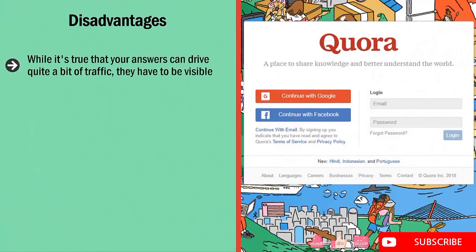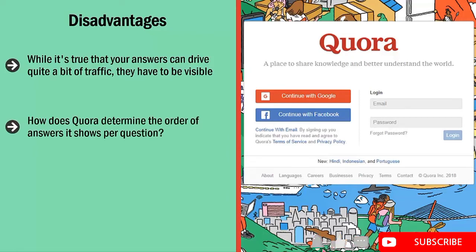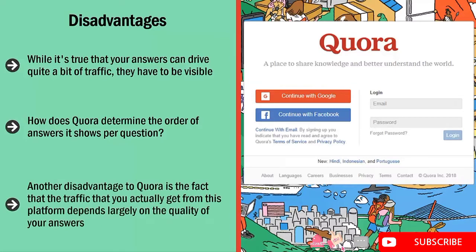Disadvantages. While it's true that your answers can drive quite a bit of traffic, they have to be visible. In other words, they have to be near the top of the set of answers Quora displays when people look up the questions you answered. How does Quora determine the order of answers it shows per question? Quora usually considers the number of upvotes your answer got in determining whether it's going to display your answer higher up on the page.